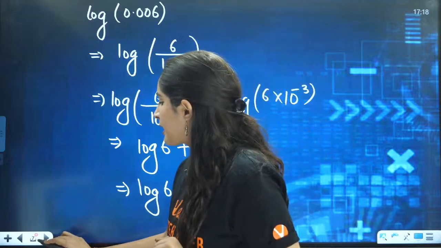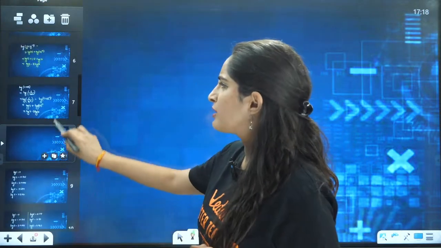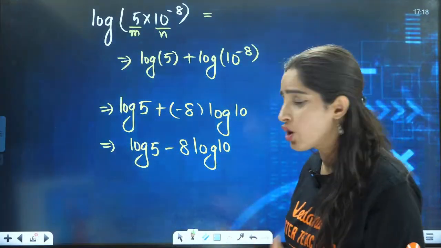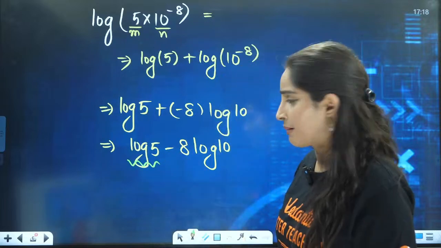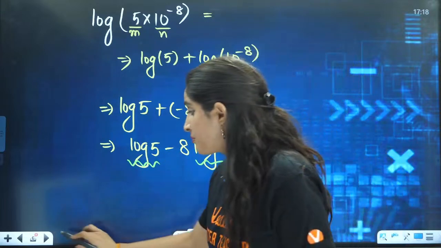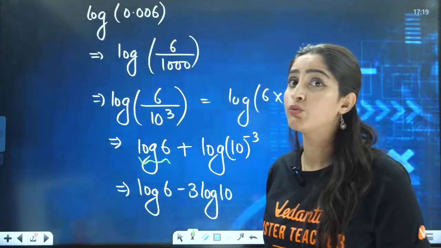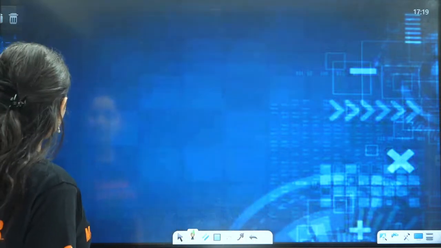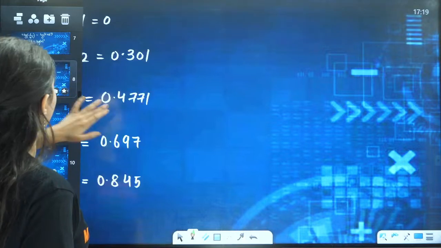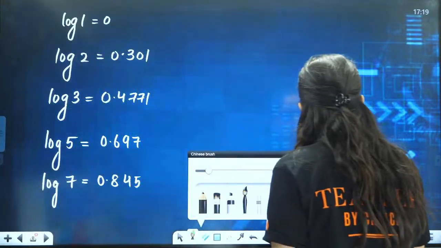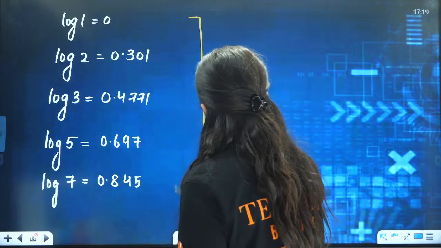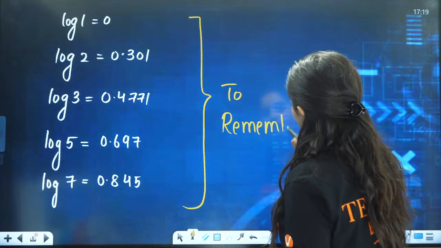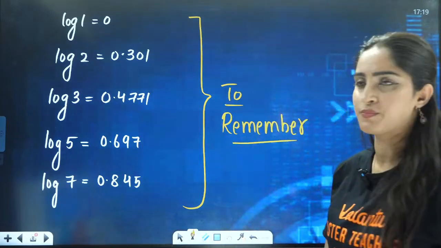Right. Now, next, these are the kind of questions that they will ask you. For this, we already know that for the answer, we need to know the value of log 5, the value of log 10, the value of log 6. We need to know the values from 1 to 10, right? So for that, what are the values you need to remember? These are the values that you need to cram, the must-remember values. These should be on your tips.